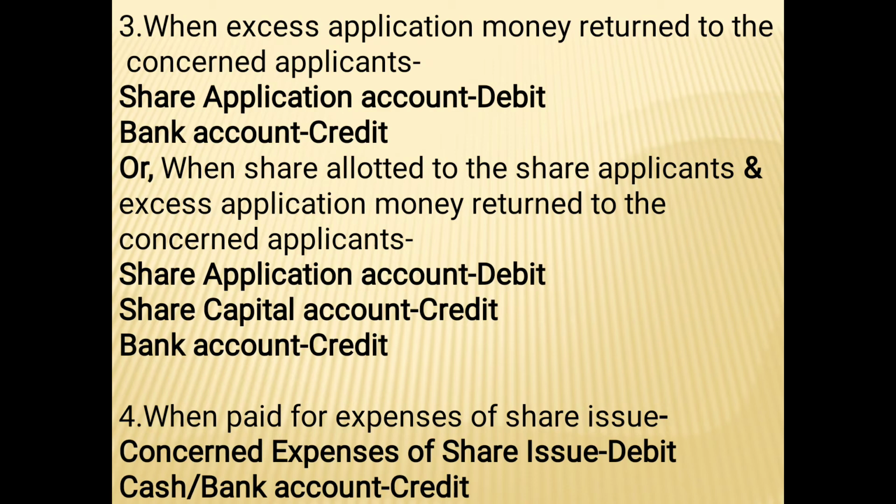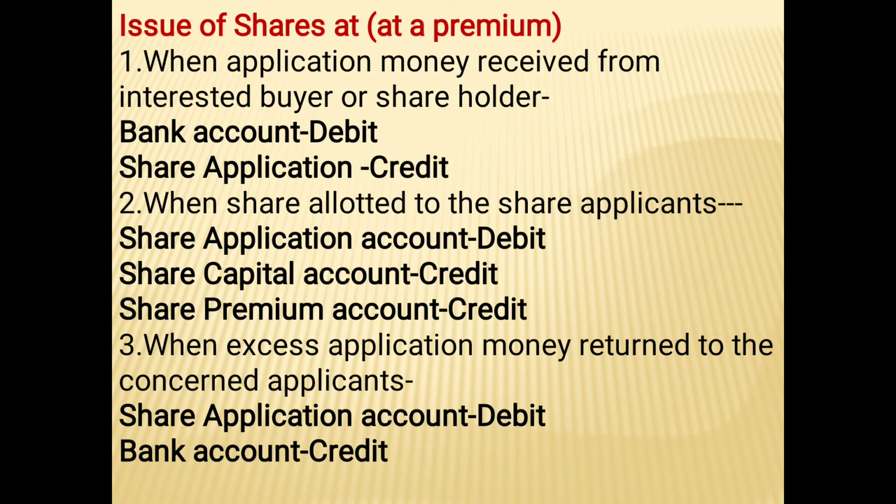Number four, when paid for expenses of share issue, the journal entry for this transaction: expenses or preliminary expenses debit, bank account credit. Dear students, you can see totally four journals are related to share issuing in this chapter. So now we can go to issue of shares at a premium.